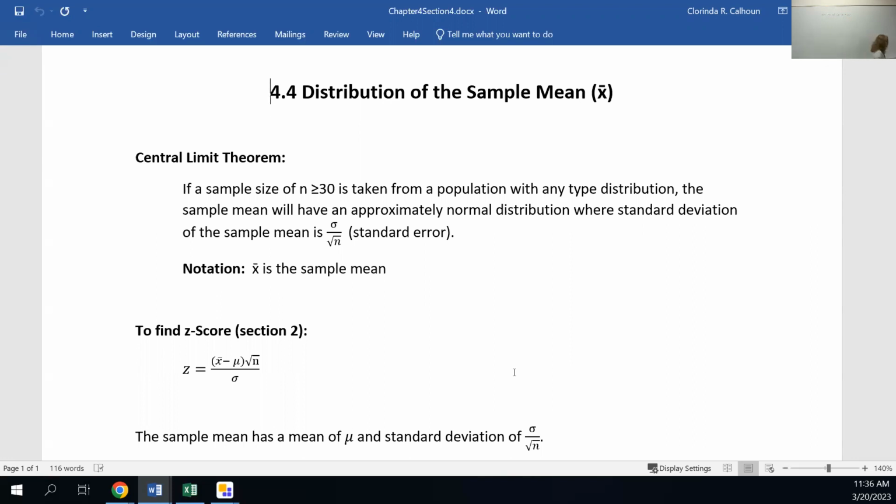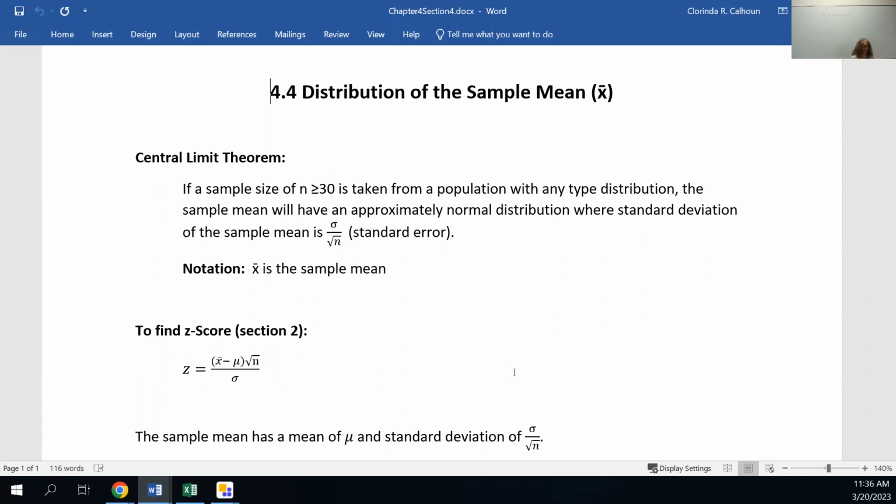Section 4.4 changes a tiny bit here. We have our distribution of the sample mean, which is X bar. So you're going to be given two means now. Okay, we've dealt with two standard deviations in the past. So now we're dealing with two means.